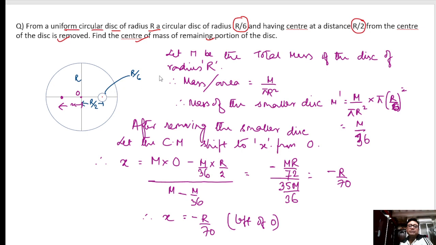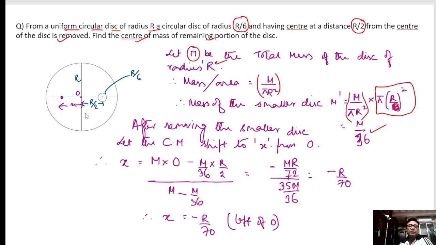Now watch here. We know that the total mass of the disc is M of radius r. So we can take mass per unit area. What was the mass per unit area? M by pi r square. For the smaller disc of radius r by 6, the area is pi into r by 6 whole square. Using this mass per unit area, what is the mass of the smaller disc? It is M by 36.